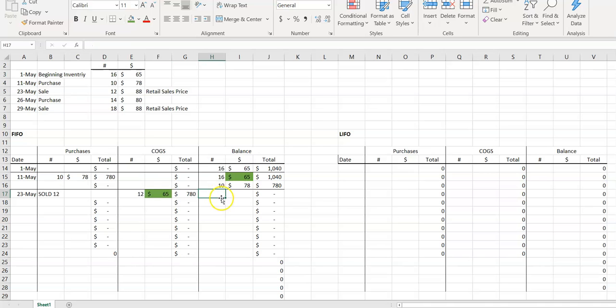Then you come over here to the balance. You've taken 12 out of 16, so I have 4 left at 65, and I still have my 10 at 78. And then draw a line under it all.